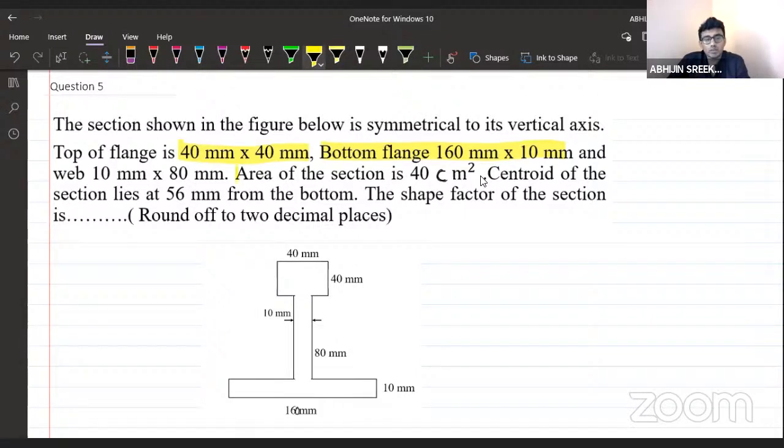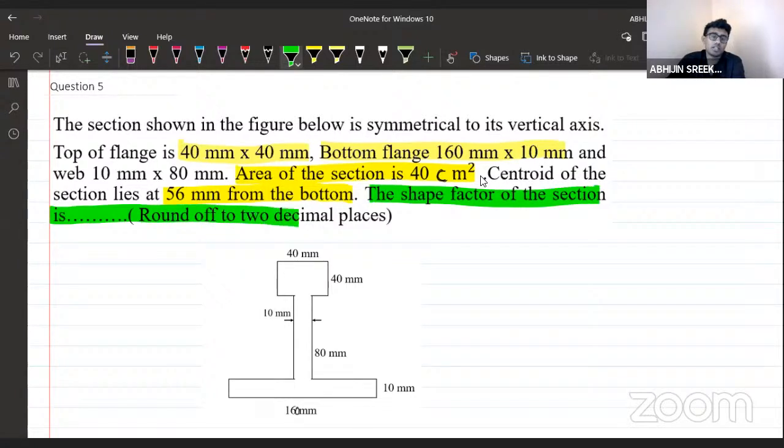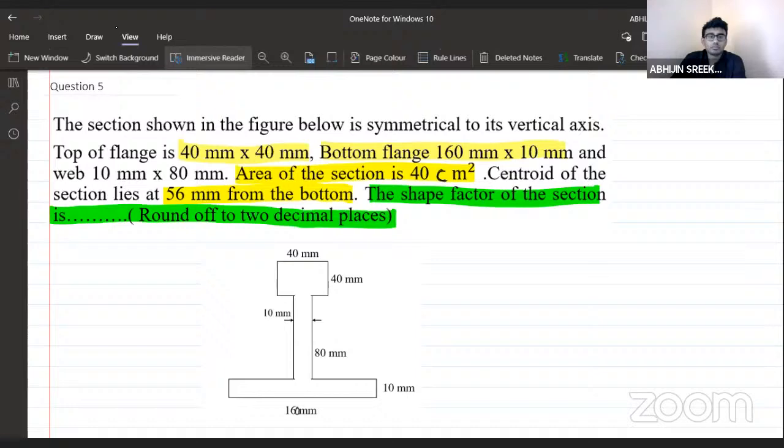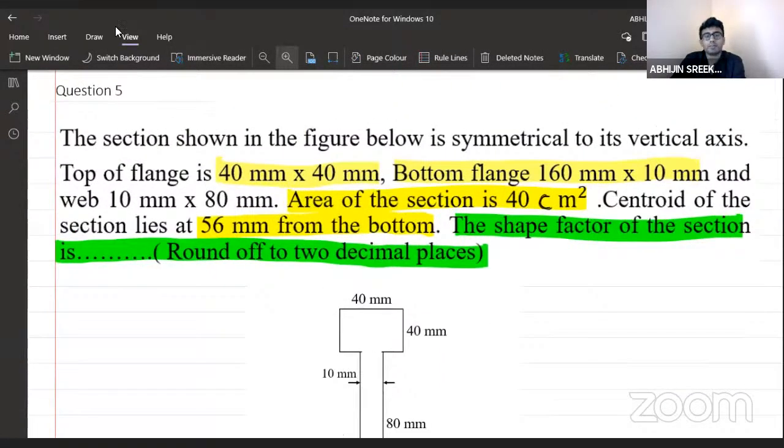Area of section is also given. The total area given here is 40 centimeters square, and the centroid of the section is also given in the question, just to reduce our load. The centroid of the section lies at 56 mm from the bottom of the section. And what is the shape factor? So they are asking us to calculate the shape factor. This is the section given.